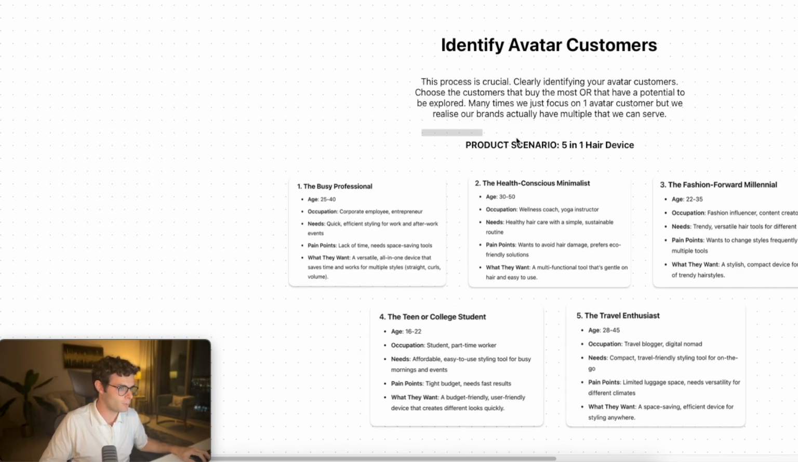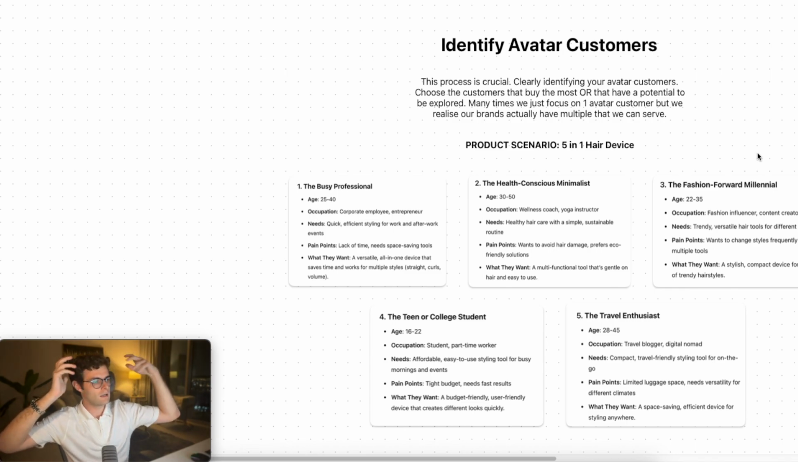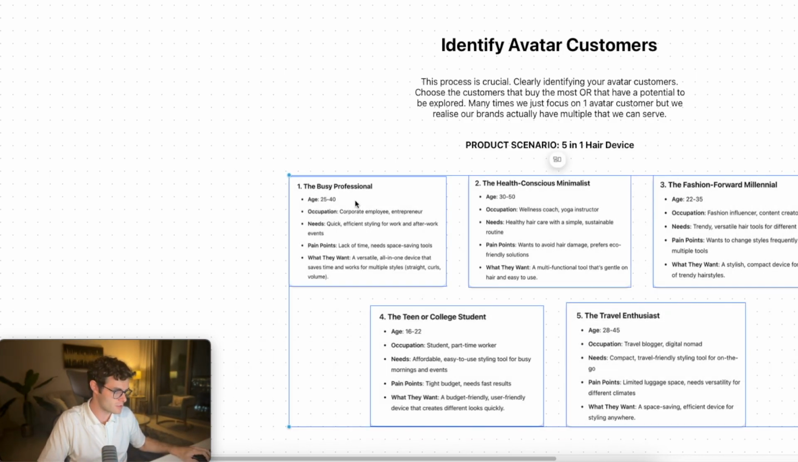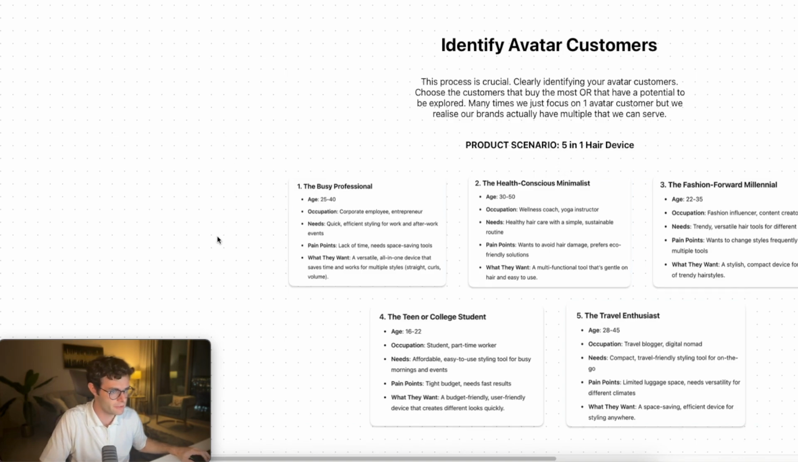Now, this is an example, a 5-in-1 hair device. This is a hair device that has multiple functions. It can straighten your hair, it can curl your hair, it has a brush to it. Just imagine there's this tool, okay? This is an example of multiple avatar customers, and these are, by the way, from when I asked ChatGPT, and then of course I refined and improved what it gave me. And so this is what it gave me.